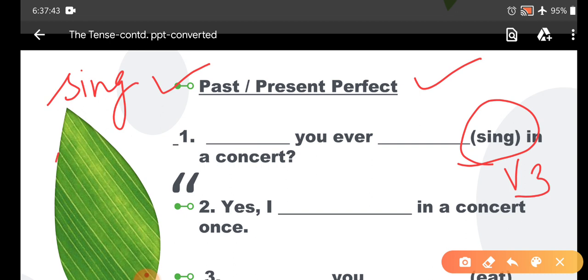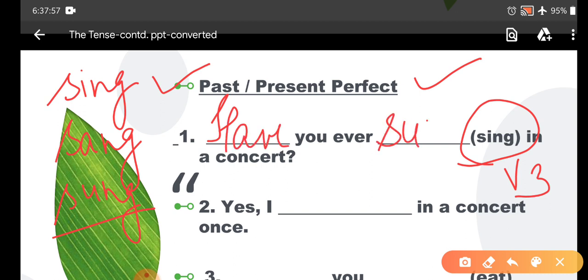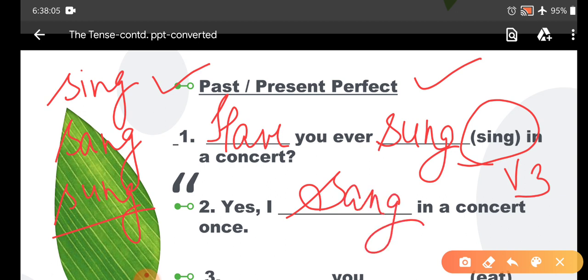Sing, sang, sung. Got the third form, which is sung. So we say, have you ever sung in a concert? Yes, I sang in a concert once.